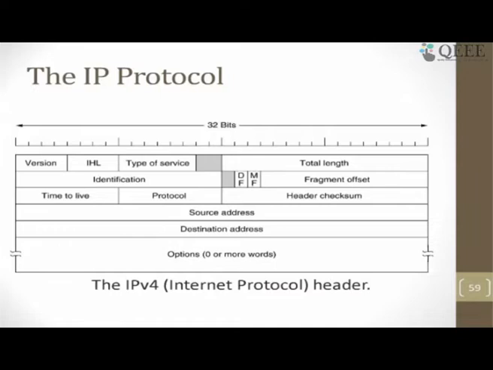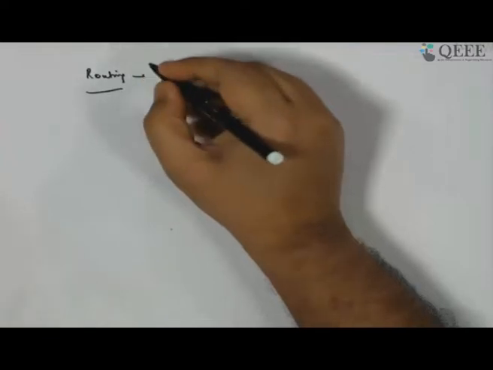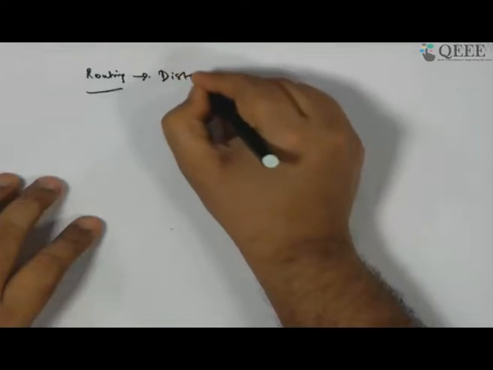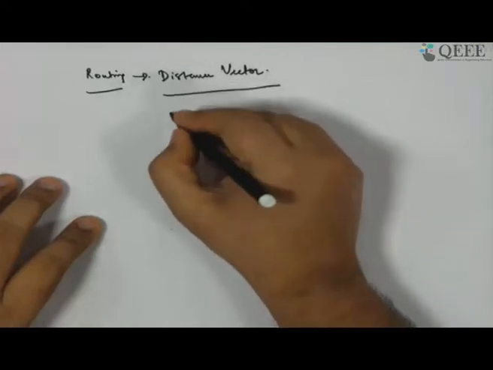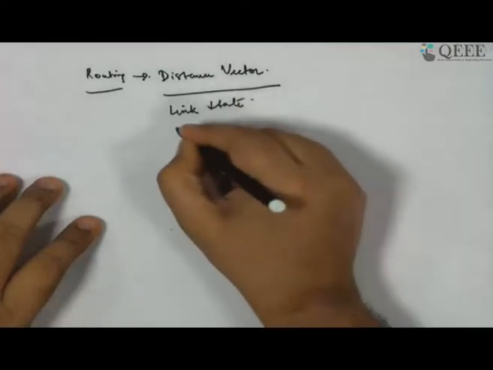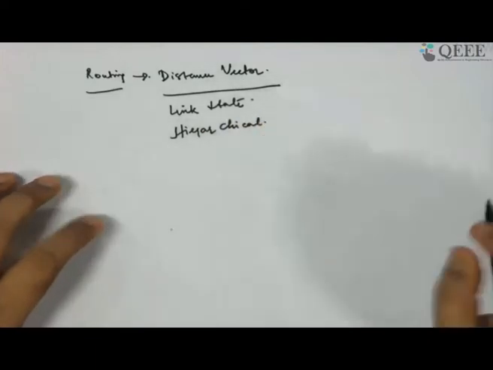We start with the routing protocol. In the last class we talked about various sorts of routing, like distance vector routing, then link state routing, and hierarchical routing. I think we talked about all these routing schemes.